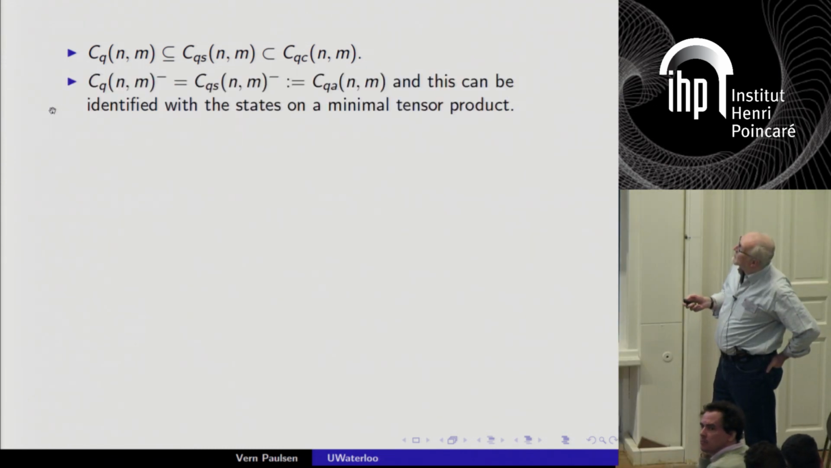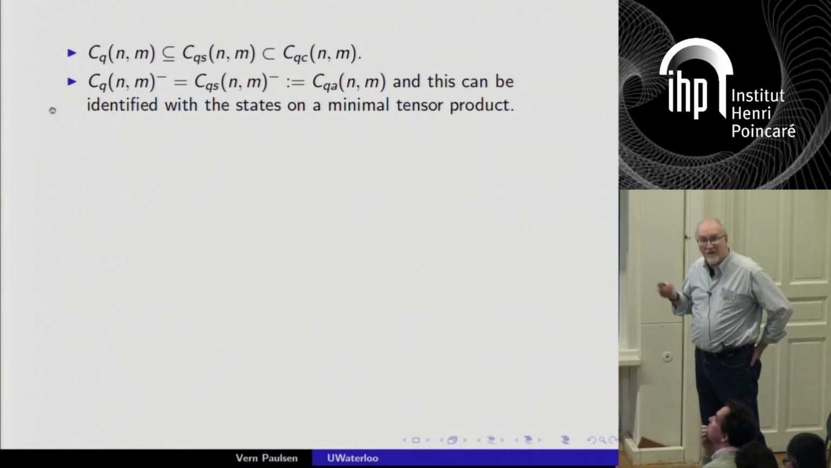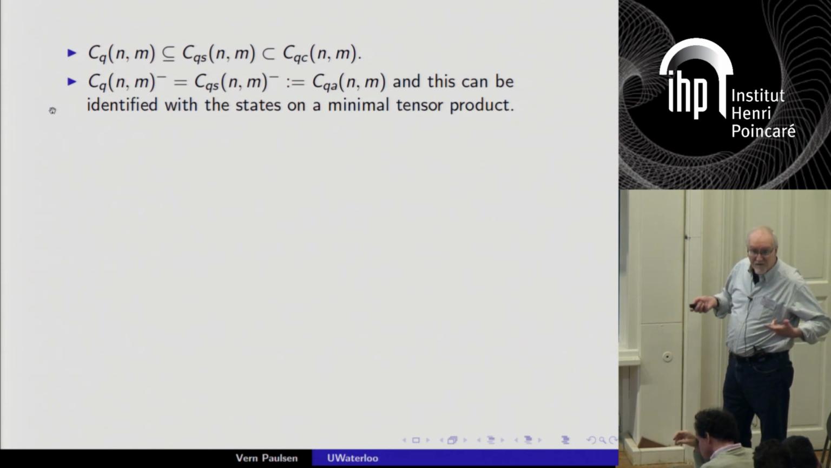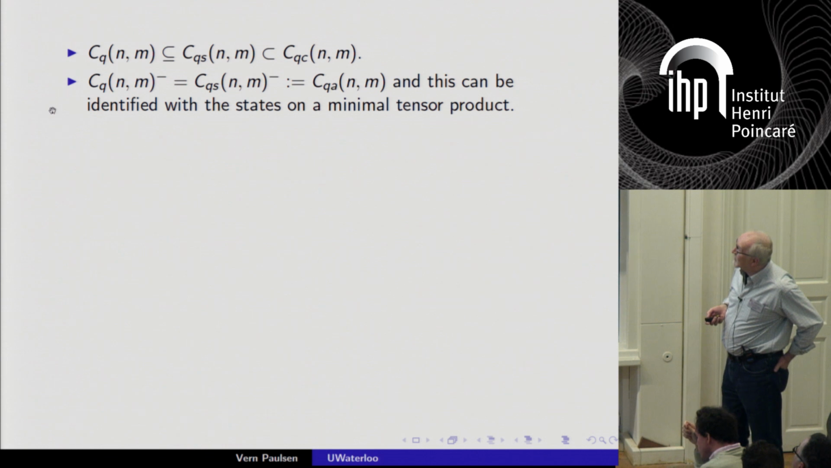It's known that if you do the closure of the two smaller ones, you get the same set, which we usually call CQA, for quantum approximable. These are the things that can be approximated. And those states can be identified with states on a certain minimal tensor product of some C-star algebras. I don't want to go into what the C-star algebras are right at this moment.